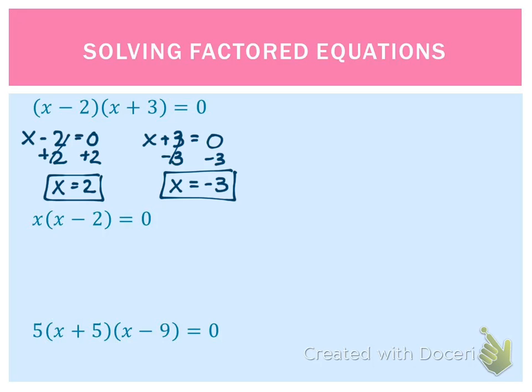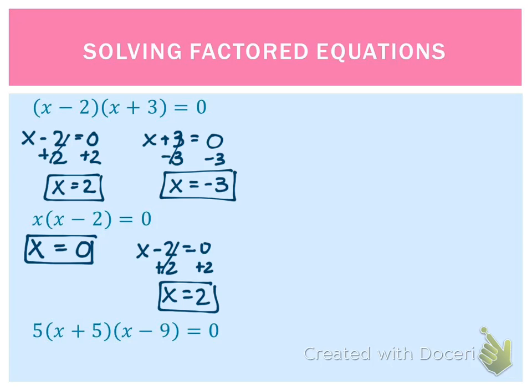X times x minus 2. How many variables do I have? 1, 2. So if I have 2 variables, I know I should have 2 answers, but this first x isn't like the ones in the first problem, okay? It's actually even easier. We just write x equals 0. There's 1 answer. And then I'm going to do this problem, x minus 2 equals 0. So I add 2, and x is equal to 2. There are my 2 answers.